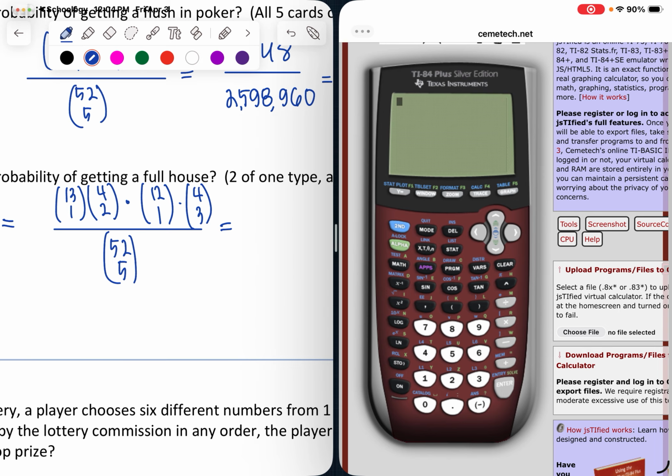I want 13 choose 1, which is just 13, but I'll do it anyway. So 13, go over to probability. Option number 3 is combinations, choose 1. And then I want to do times 4 choose 3. Oh, and I chose multiplication because it's 'and,' not 'or.' And I want to do 12 choose 1, which is 12.